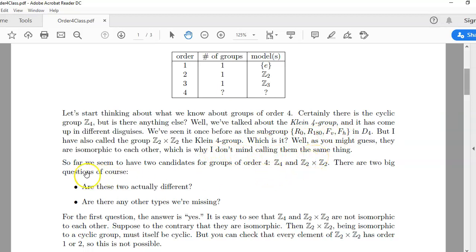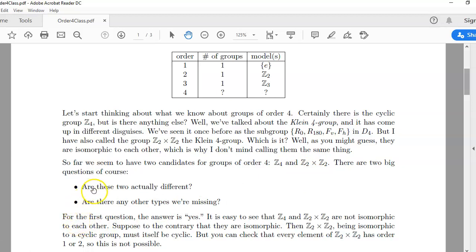So far, it looks like we have two candidates for groups of order 4, Z4 and the Klein 4 group, which I'll take to be Z2 cross Z2 for the remainder of this discussion. But there are some questions, right? One question would be, are these two actually different? Maybe they're the same isomorphism class. Maybe Z4 is isomorphic to Z2 cross Z2, and therefore they're really not different. They're the same. The bigger question is, and this is hard sometimes, am I missing anybody? Is there a third isomorphism type amongst groups of order 4 that's not captured by one of these two? Am I missing someone?